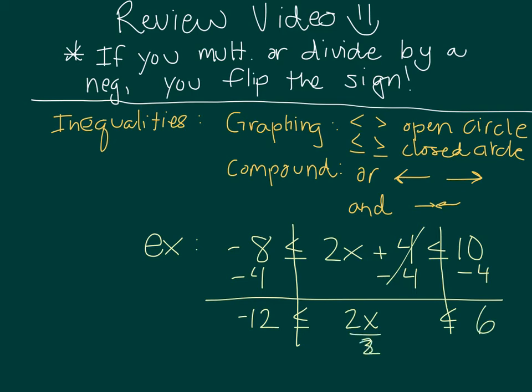Divide by 2, divide by 2, divide by 2. And final statement, okay, so yes, we're getting a negative answer over here, but we didn't actually divide by anything negative. That's still a positive number. So we get -6 is less than or equal to x, because those canceled, which is less than or equal to 3.